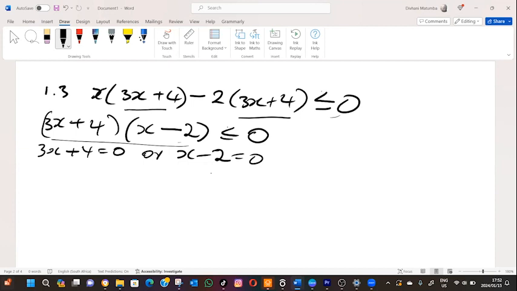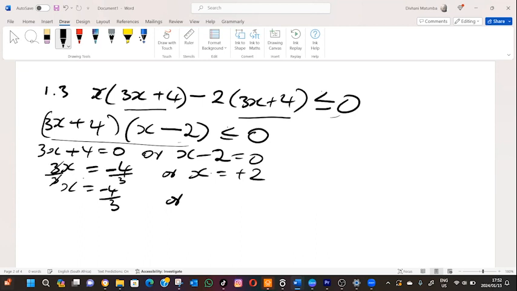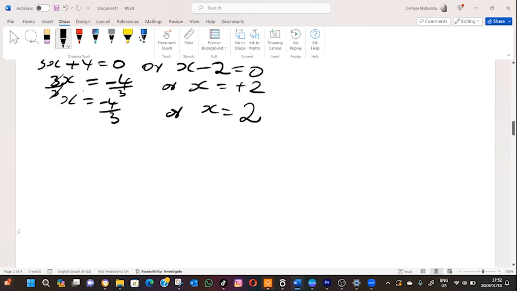Now, to solve this one, it's a bit easier. You take 4 to the other side, then it becomes minus 4. Or the same thing we did here, we're going to do it here. If we take minus 2 to the other side, it becomes plus 2. Okay, so if we divide by 3, we're going to get x equals minus 4 over 3, or x equals 2. Now, these are the two solutions. Now, let's go and draw the parabolic graph.